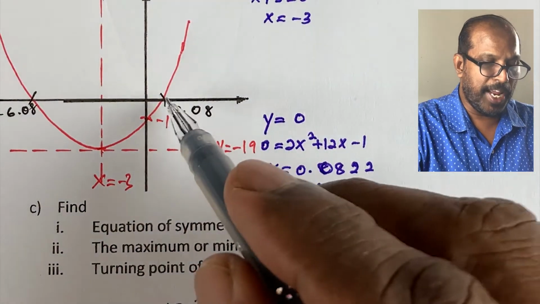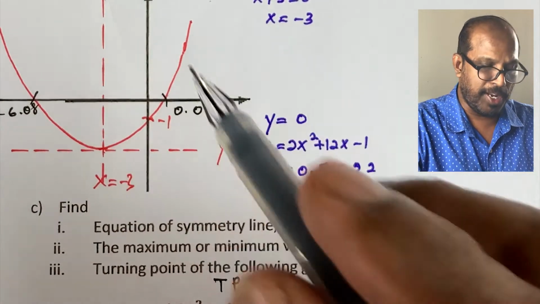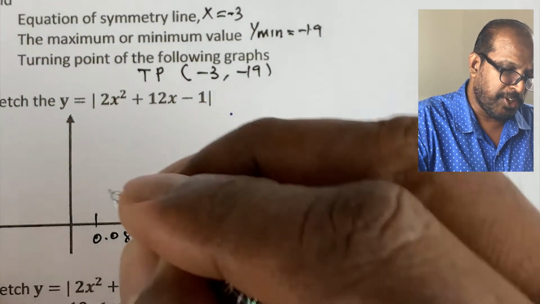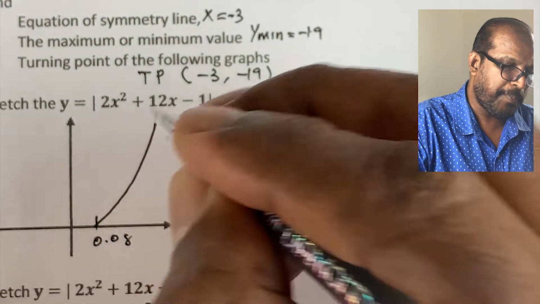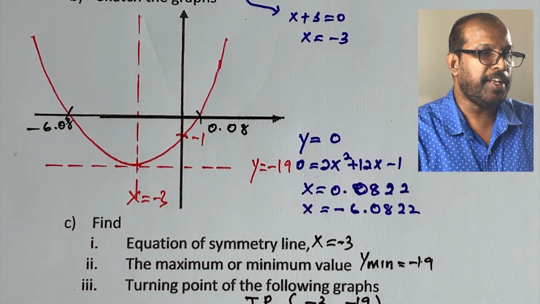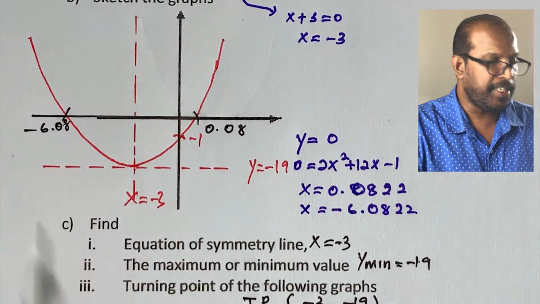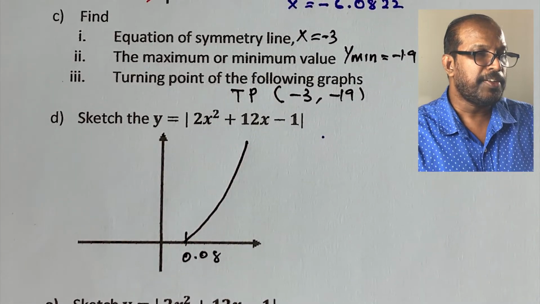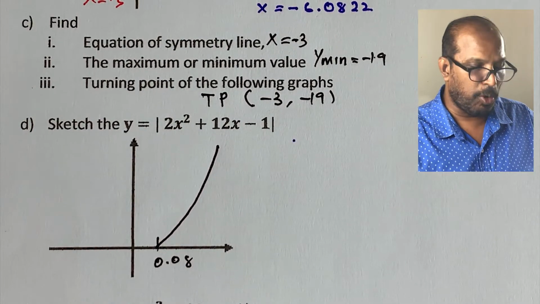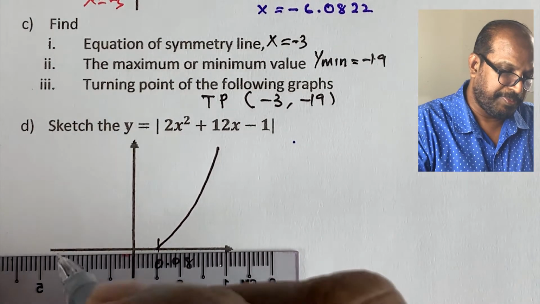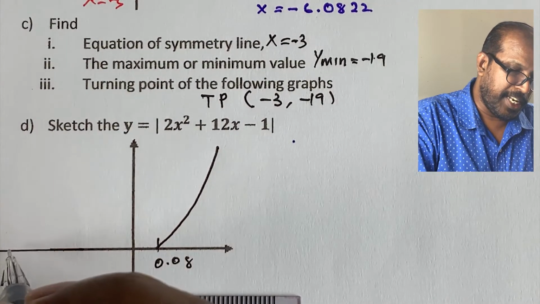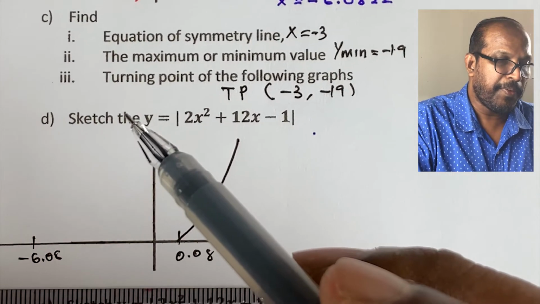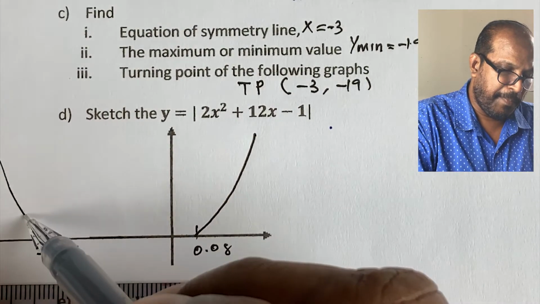So we need to remain anything above the 0. So I'm going to remain this part. This is actually negative 6.08. We also remain this side, so we remain here. Okay, we make it slightly longer. So this is, let's say, negative 6.08. So this part is being remained. This part of the graph is remained.